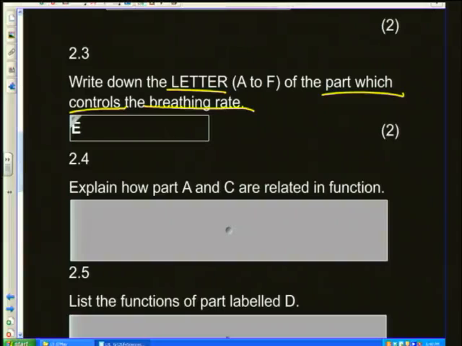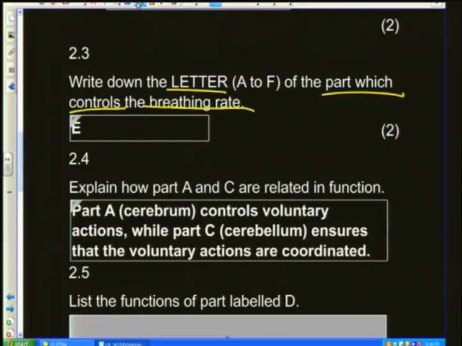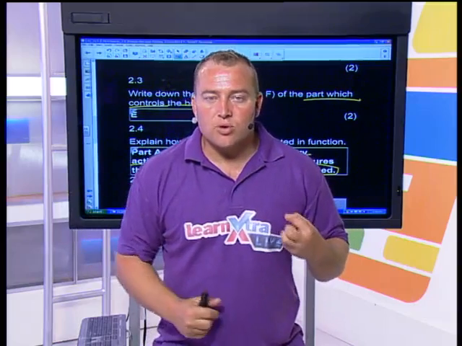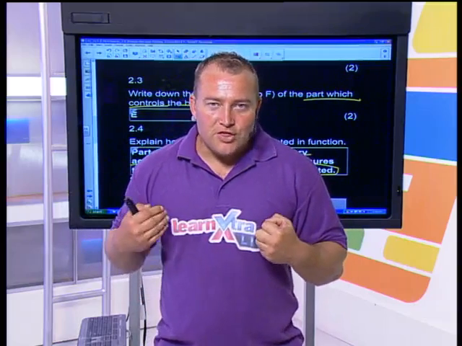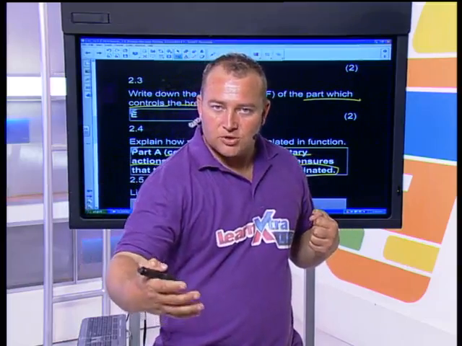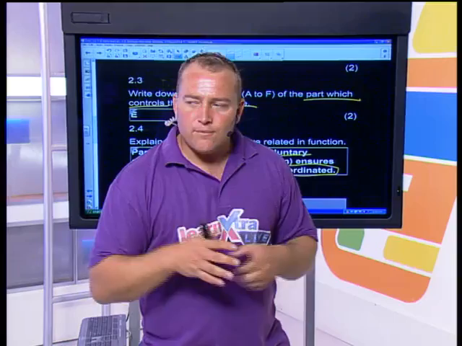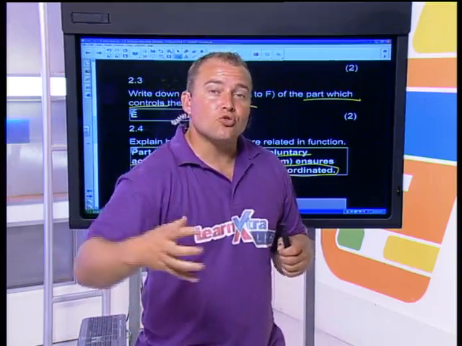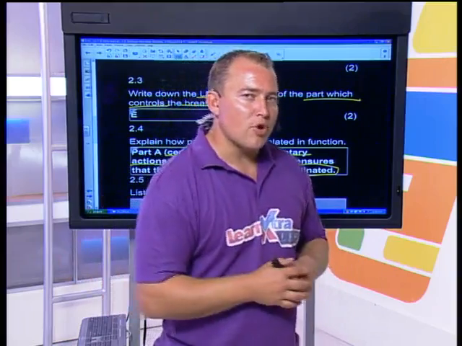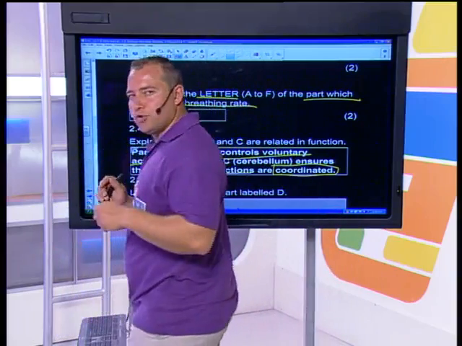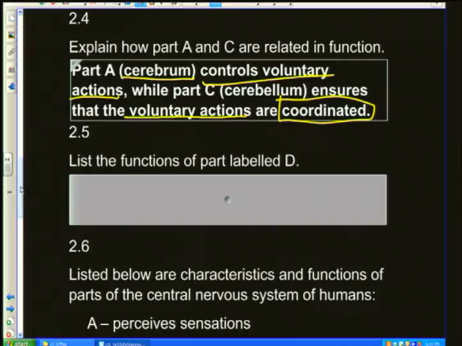And the way we say that, okay, if we have a look at it, it says there, part A, the cerebrum, controls voluntary action, while part C, the cerebellum, ensures that the voluntary actions are coordinated. In other words, you have control of it. Very, very important. So even though I move, if I'm trying to grab a glass and I bump it off, that control isn't there. That means the cerebellum is not working properly. Okay, I hope you remember that for future. And you'll understand why I'm saying that now.